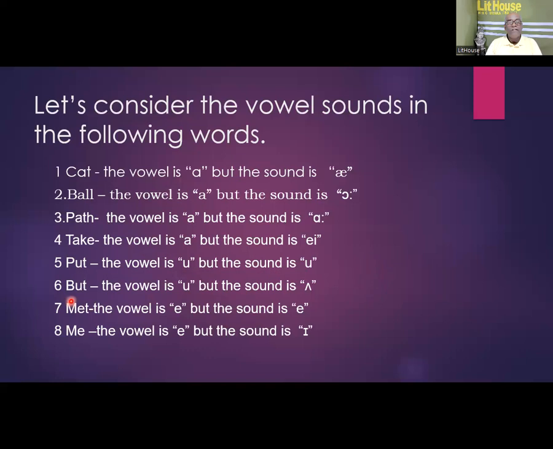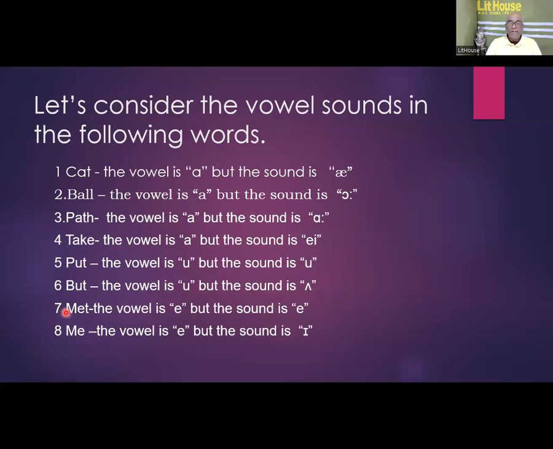Okay. Sixth one: but. The vowel is U again, but the sound is "uh", you see. In the case of put, U produces the "oo" sound. In the case of but, U produces the "uh" sound. Therefore, the vowel letter U has 2 different sounds.